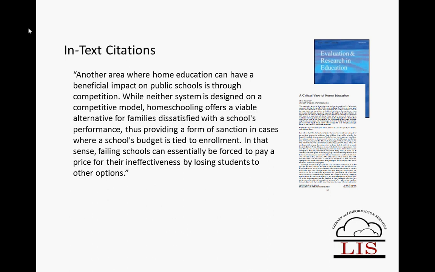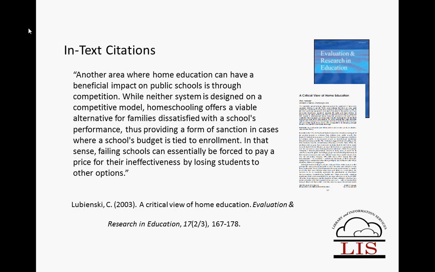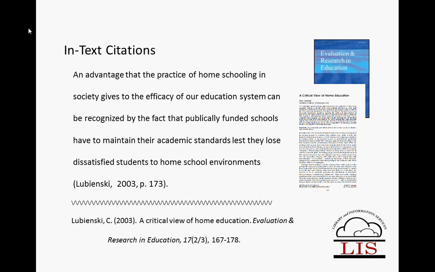And here is the passage taken directly from the article, and here's the citation as it would look on the references page. And it reads as follows: "Another area where home education can have a beneficial impact on public schools is through competition. While neither system is designed on a competitive model, homeschooling offers a viable alternative for families dissatisfied with a school's performance, thus providing a form of sanction in cases where a school's budget is tied to enrollment. In that sense, failing schools can essentially be forced to pay a price for their ineffectiveness by losing students to other options."